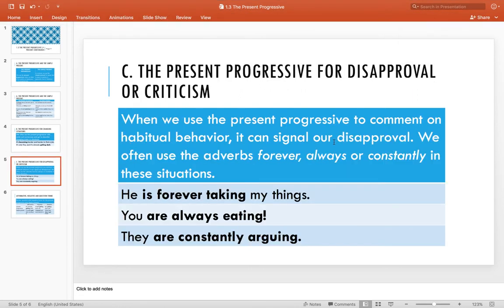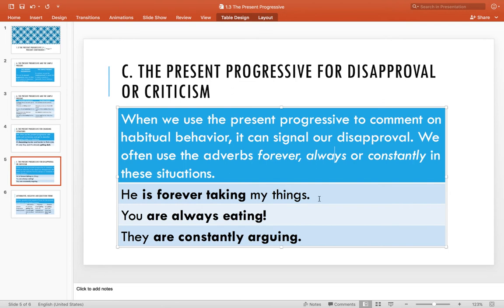Okay, this is kind of an unusual use of present progressive when I comment on a habit, but I'm signaling, I'm showing my disapproval. I'm showing that I don't like it. So you'll see this with adverbs like forever and always or constantly. So if I say, he is forever taking my things. He is always taking my things.